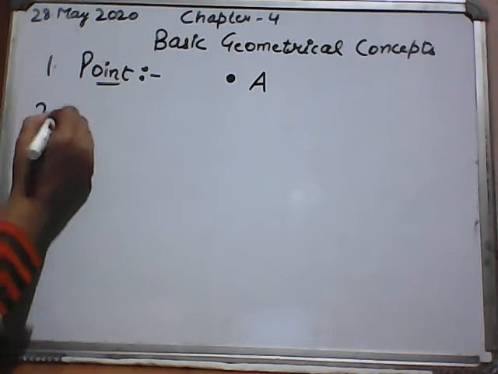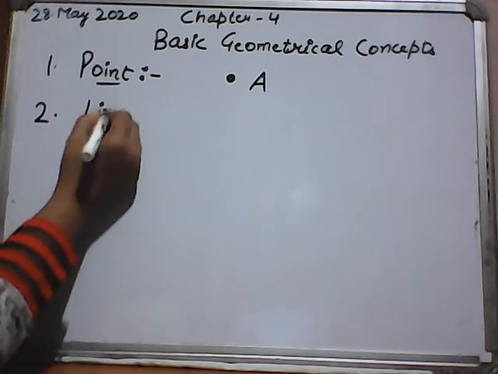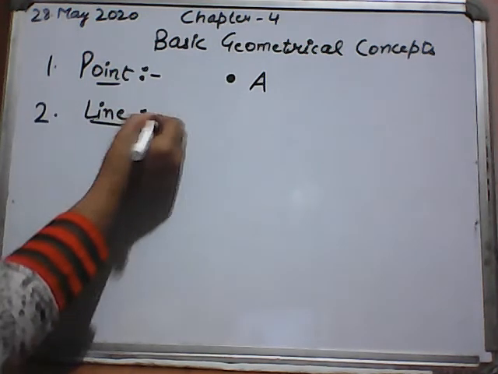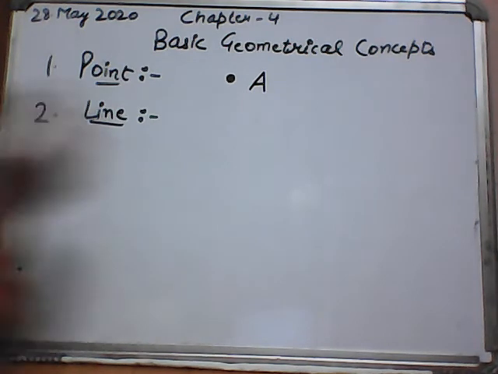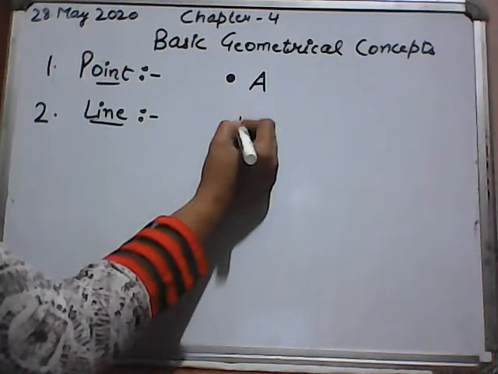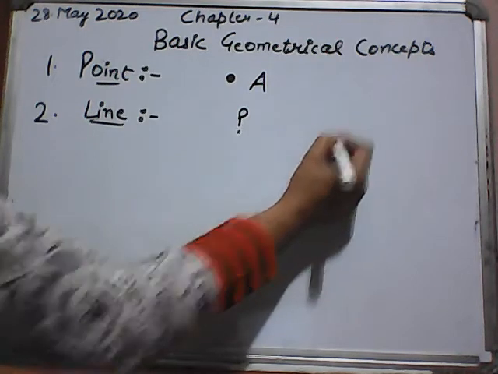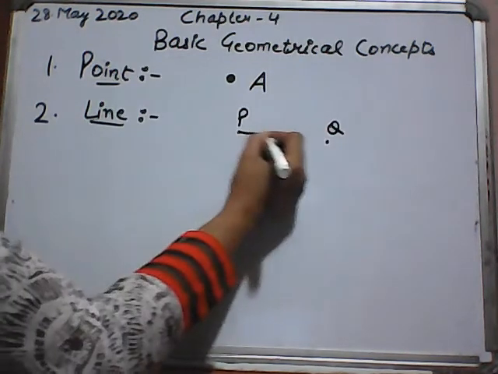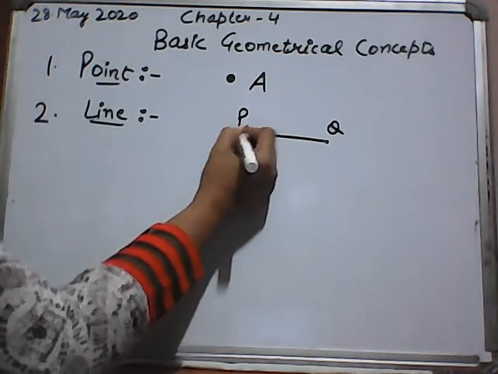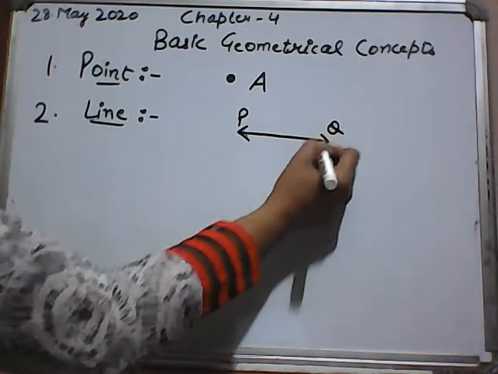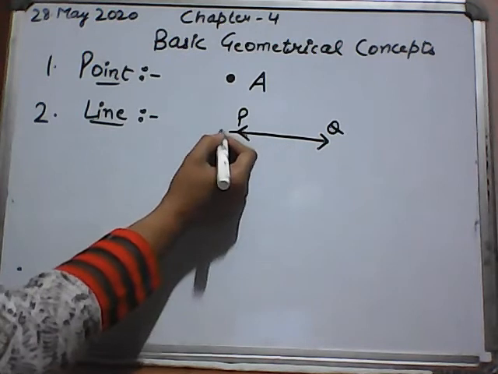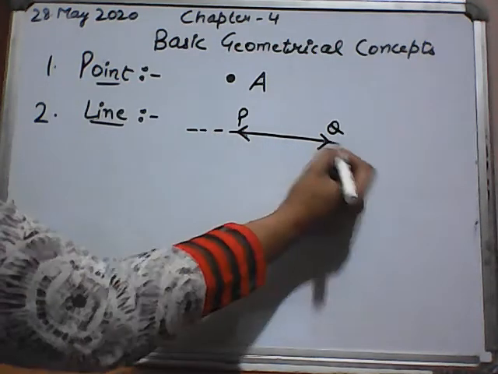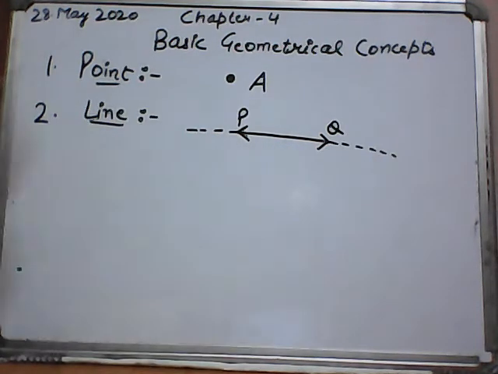Next concept is line. A line is a straight path that extends endlessly in both directions. If I draw here P and if I draw here Q, this is a line and we put arrowheads on both sides. Why do we put arrowheads? Because it can extend endlessly in both directions.